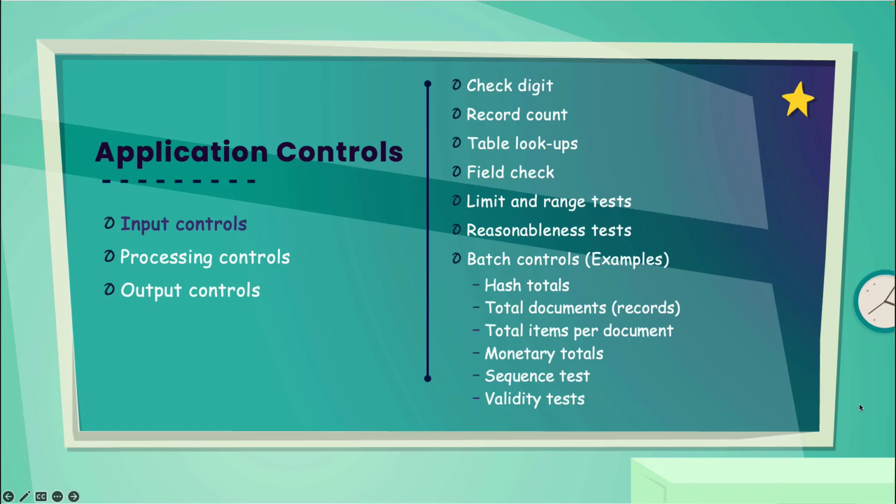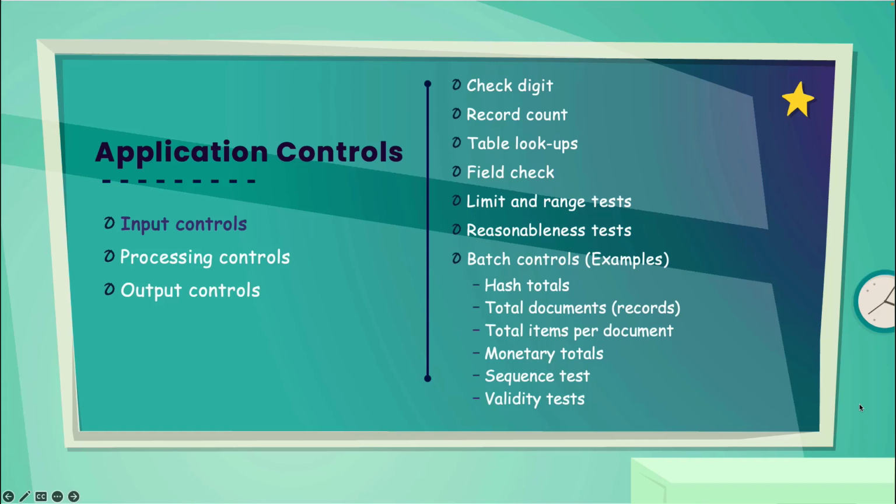Record count is a control total of the number of records entered that is matched with the number of records on the batch order. So we just compare numbers on the batch file versus the numbers that are being input to the application. Table lookups is the process of data input whereby the value of the input is selected from a pre-input table. So you have a drop-down list to minimize typing errors.